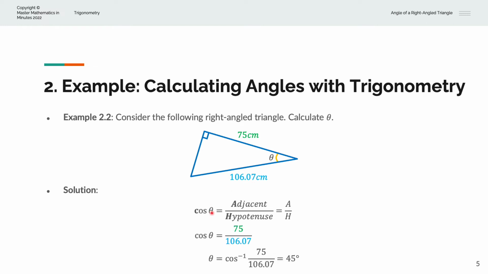So cos of theta is equal to the adjacent side over the hypotenuse, or A over h. And so cos of theta is equal to 75, which is the adjacent side, over 106.07, which is the hypotenuse. And solving for theta, theta is equal to the inverse cos function of 75 over 106.07. And that is equal to 45 degrees.